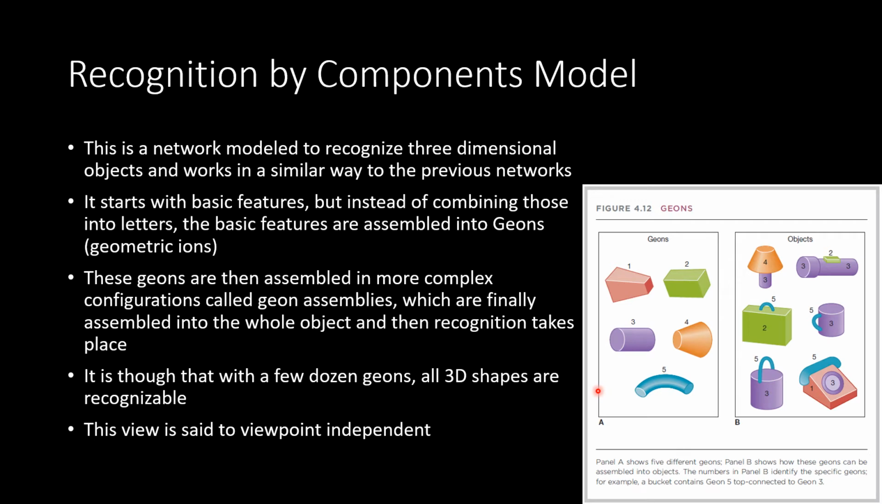Now, as it moves forward, you can say that these geons, which are the analog, let's say, of the letter detectors, can be combined into more complex assemblies, which are oftentimes referred to as geon assemblies, and these are just more complex shapes. You can think about these as the bigram detectors. Those assemblies are then combined into a complete object, which is then recognized.